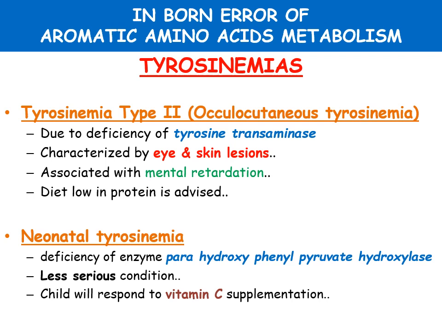Tyrosinemia type 2 is oculocutaneous tyrosinemia. You can remember 2 for the transaminase, so the deficient enzyme is tyrosine transaminase. It involves mainly the eye and skin because it has oculocutaneous features. It is associated with mental retardation, and the patient is advised to take a low protein diet. Then comes neonatal tyrosinemia, which is due to a defect in the para-hydroxyphenylpyruvate hydroxylase enzyme. That is a less serious condition and the child may respond to vitamin C supplementation.